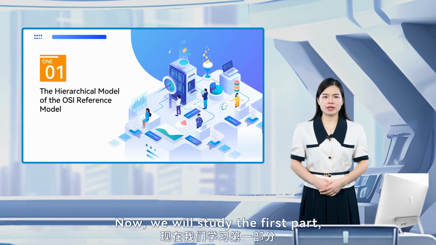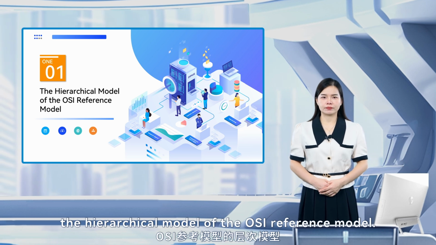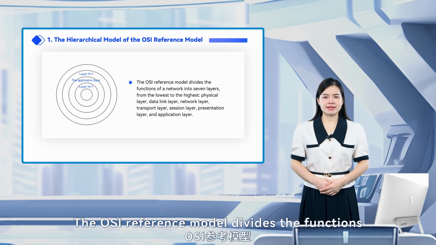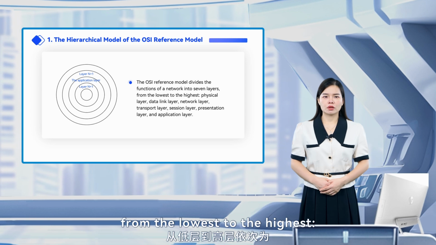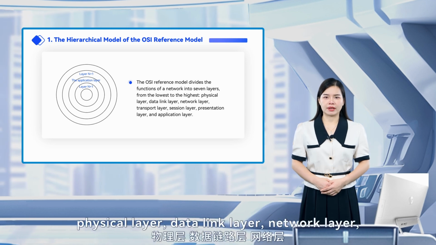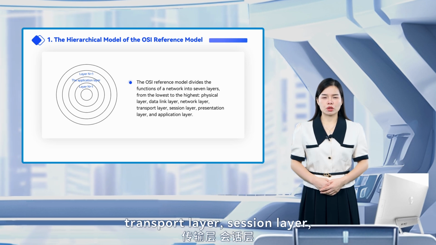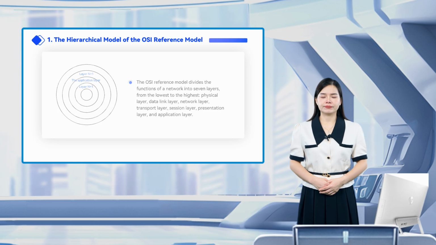Now, we will study the first part, the hierarchical model of the OSI Reference Model. The OSI Reference Model divides the functions of a network into 7 layers, from the lowest to the highest. Physical layer, data link layer, network layer, transport layer, session layer, presentation layer, and application layer.